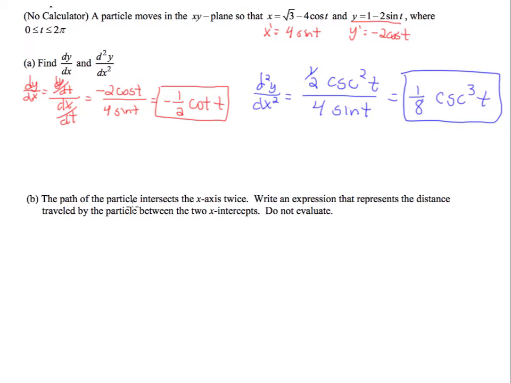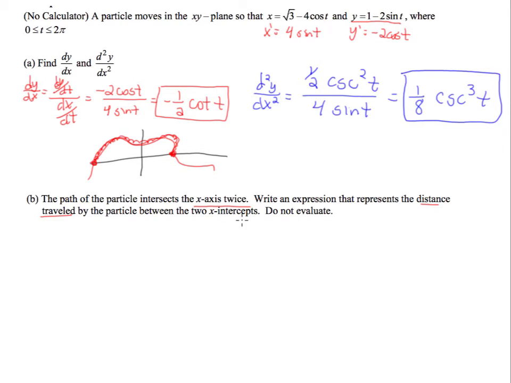Part B, we're asked to find the path of the particle as it intersects the x-axis twice. So let's see what this means. I don't know exactly what this particle looks like, but I know it's some sort of curved shape. So let's say it looks something like this. And I want to know the distance traveled of the particle in between those two x-intercepts. So first thing I need to do is figure out what my x-intercepts are, and then I'm going to figure out my total distance traveled using our formulas that we've learned before.